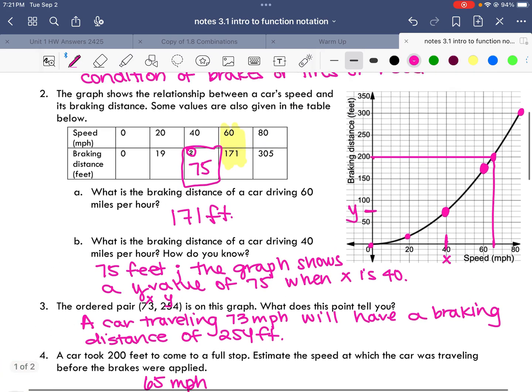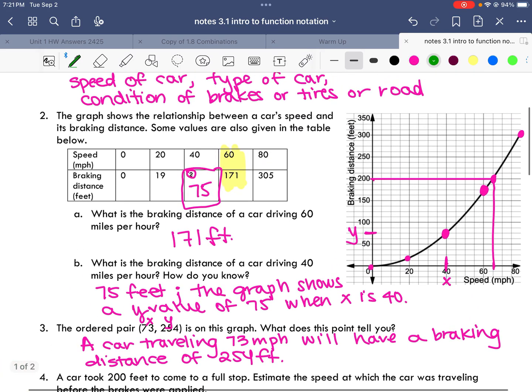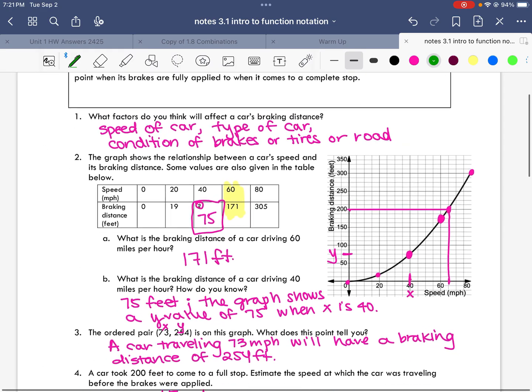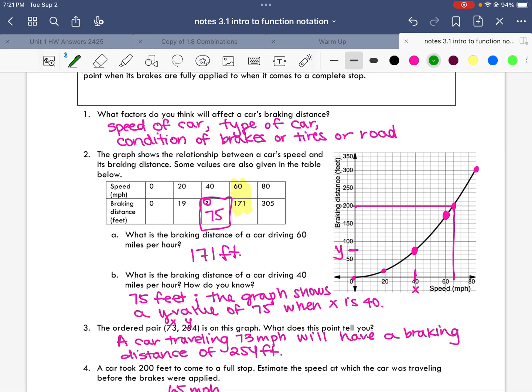Okay, so let's just go back here a little bit before I move on to questions 5 and 6 and talk about function notation. We'll write some notes down. Let me talk about it through these right here. So when we talk about a relationship, that's generally going to be a function, right? A function is just an operation or a rule that pairs two things together. It shows a relationship, in this case, between speed and braking, or X and Y, okay?